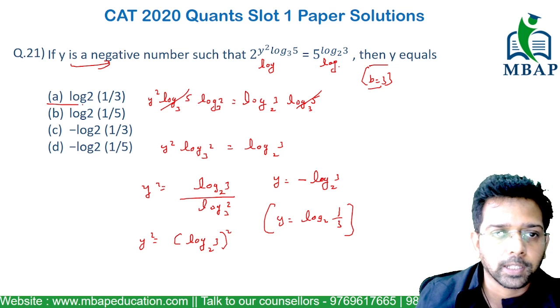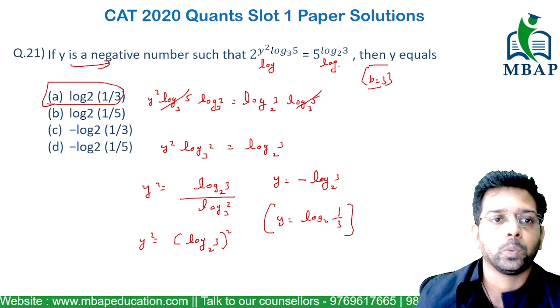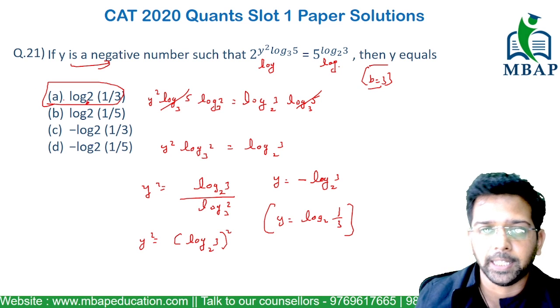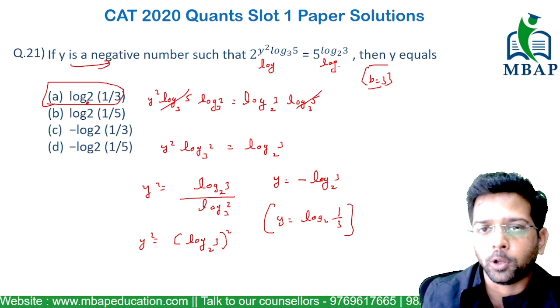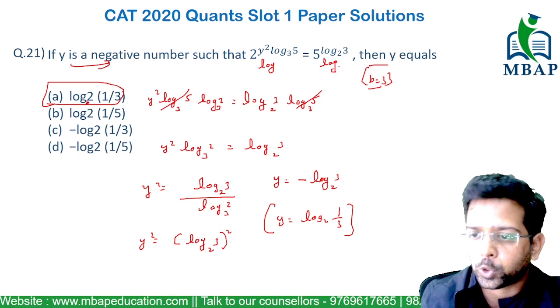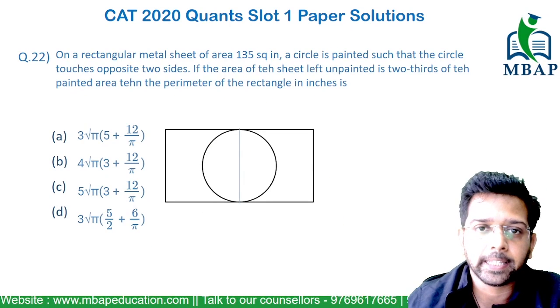Looking at the options, you'll understand the answer is option number A, which is log to the base 2, 1 by 3. That is the final answer for this question. Easy question, not a difficult question. I hope all of you have understood and solved the question well also. Let's take the next question on geometry.